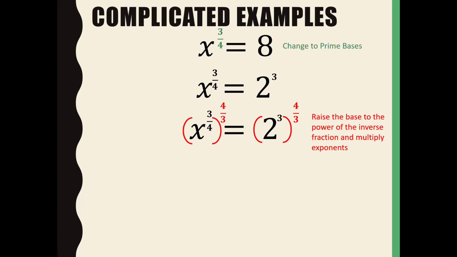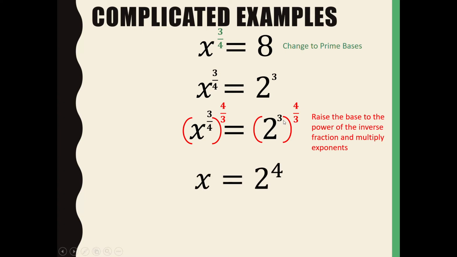So now what I've done is raise the base to the power of the inverse fraction, and then because I'm raising a power to a power, I would multiply the exponents. If I say 4 times 3, that gives me 12, so I've got 12 over 12 here, which is just 1. So I've got x to the power of 1. This one here, if I say 3 times 4 over 3, I'm just going to get 4. So I'm going to have 2 to the power of 4.